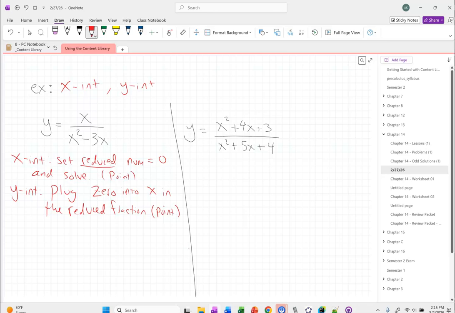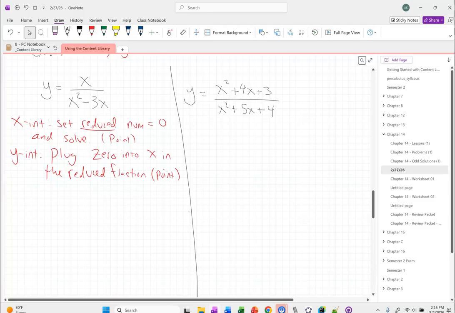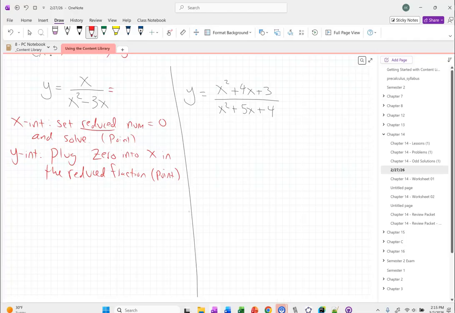Let's do the example. All right. Can I reduce the numerator at all? No, right? Why not? Because it's degree 1 with leading coefficient 1, right? Can't do anything with that. How about the denominator? x squared minus 3x. Yes, there's a greatest common factor here. I can take out an x.